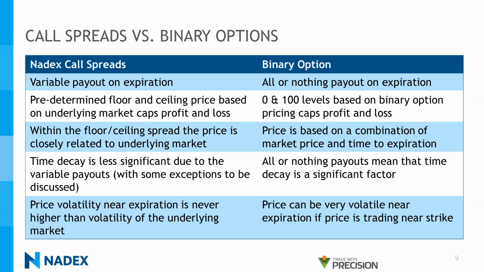And then the last major difference is price volatility near expiration. For call spreads, price volatility near expiration is never going to be higher than volatility of the underlying market that it represents. Whereas pricing for binaries can be highly volatile in certain situations, especially when they're near expiration and the underlying market price is very near to the strike price. Okay, so those are just kind of an overview of some of the differences and or commonalities between the two.